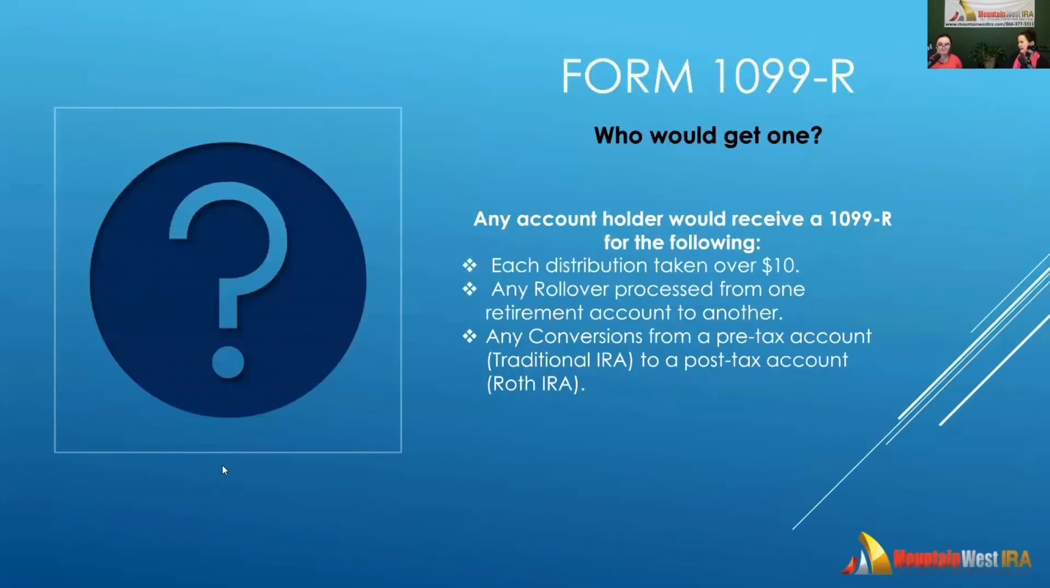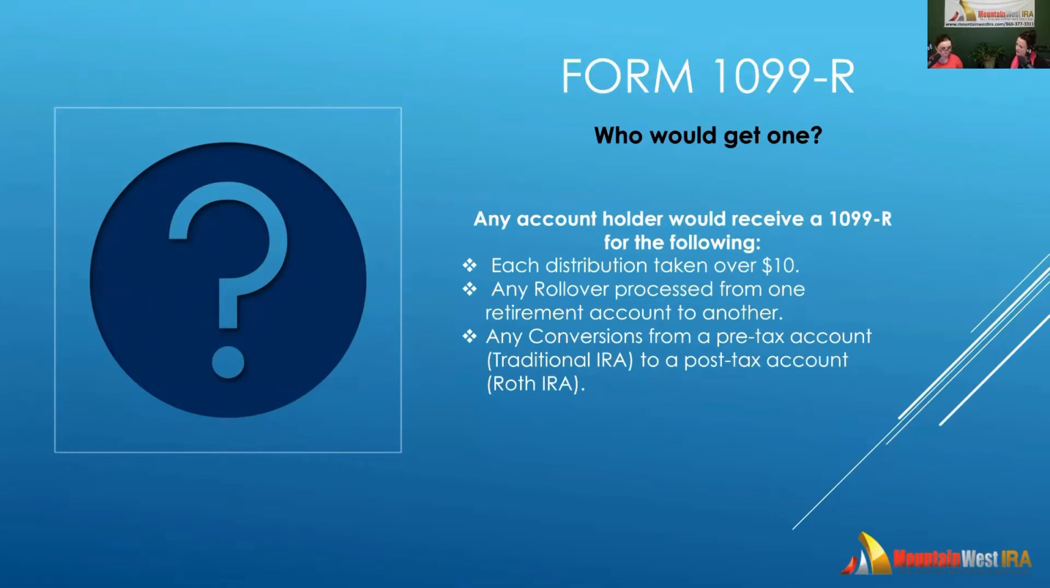So who would get a 1099-R? Any account holder would receive a 1099-R if they had a distribution over $10, if they did a rollover from one IRA to another at any point, because that starts out as a distribution, or if they did a conversion from a pre-tax account like a traditional IRA to a post-tax account like a Roth. Those start out as distributions as well. So you get a 1099-R for those. Okay. All right.